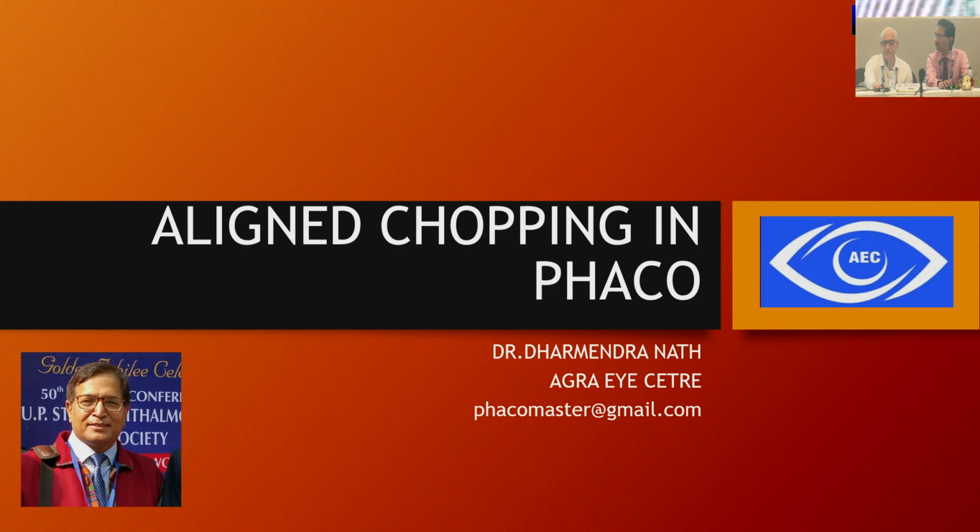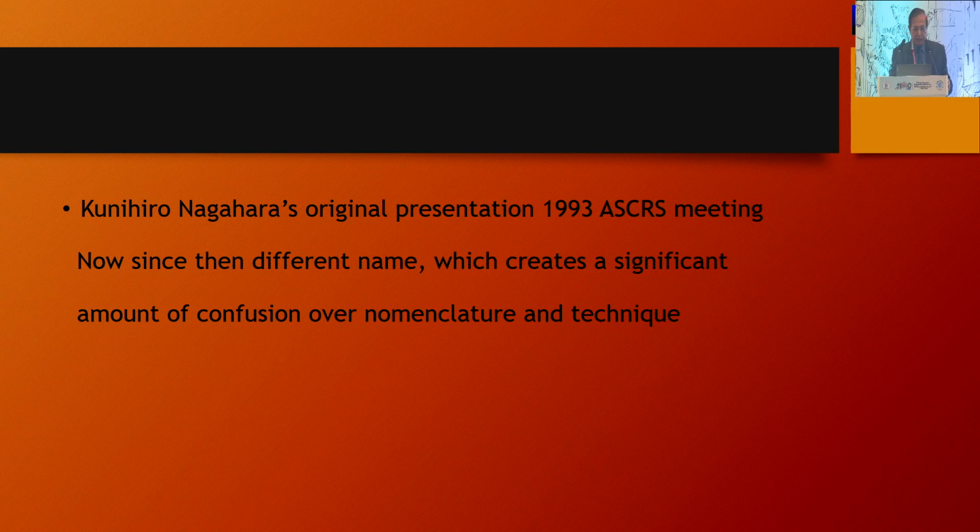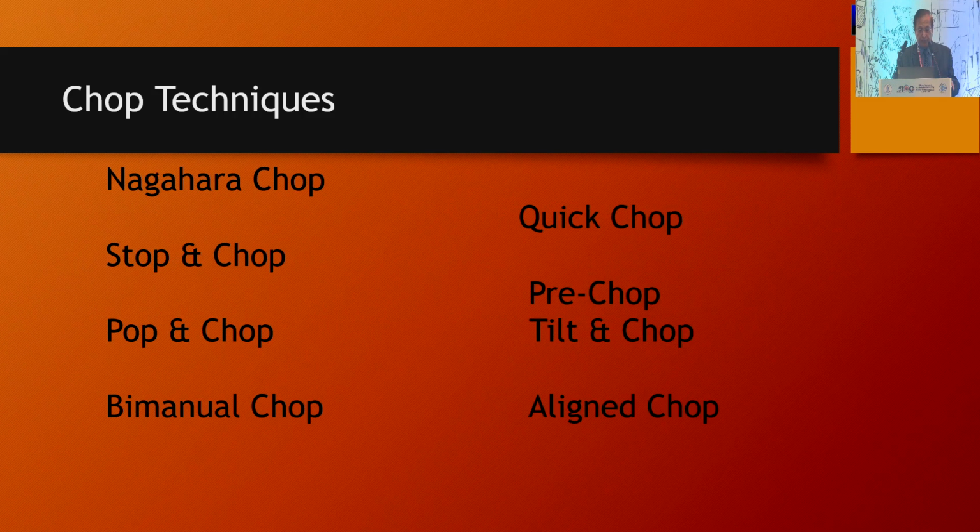Thank you very much. My topic of today is align chopping in phaco. It is a different type of concept and different instrument. Nagahara initially presented his paper in 1993 in ASCRS regarding chopping. So many choppers and techniques came: Nagahara chop, stop and chop, pop and chop, bimanual chop, quick chop, pre-chop, tilt chop. And in my opinion, there is one more, which is known as align chop.